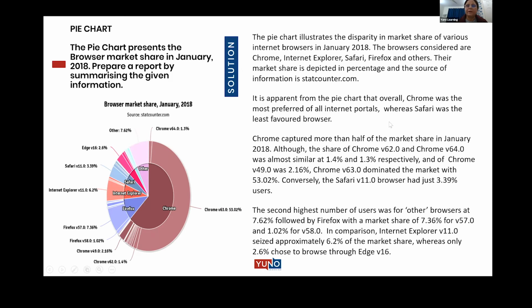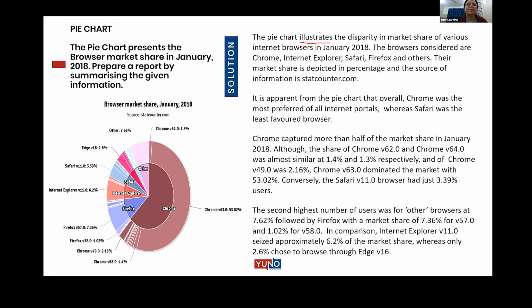So, different paragraphs. What is the question? The pie chart presents the browser market share in January 2018. This is the way we get the question. Prepare a report by summarizing the given information. So here it says the pie chart presents. We change the word to illustrates. It illustrates. Now, what does it illustrate? We see so much of difference there. So we can paraphrase this.